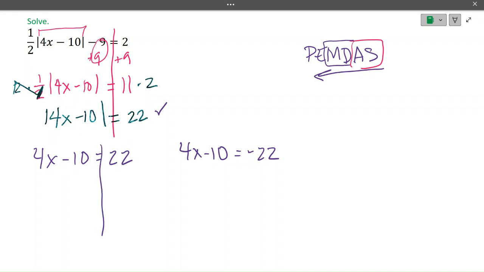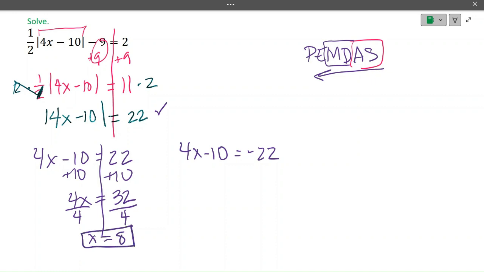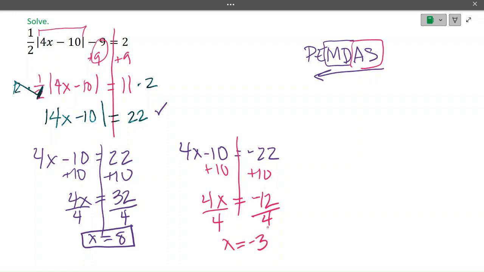We're starting with addition and subtraction again. So I'm adding 10 to both sides. When I do that, I get 4x equals 32. I'm dividing by 4 to get x by itself, and we get x equals 8. All right, on this equation here, I'm going to add 10 again to both sides. We get 4x equals negative 12. Dividing by 4, x equals negative 3.